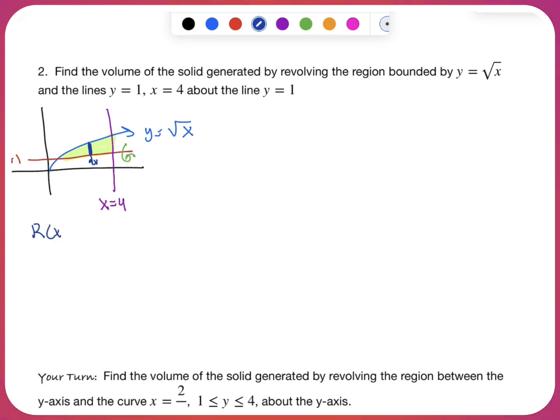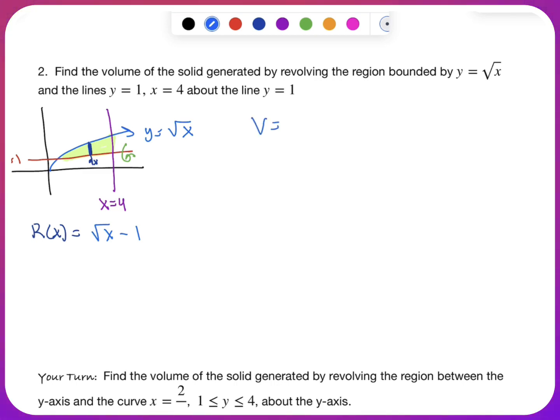All right, so now we need to figure out our radius. Our radius is not just the top function this time because we're revolving around the line y equals 1. If I did it to f of x or to y equals square root of x, this would be the representative rectangle. But we don't need all that. We need to take that and we need to subtract off this part, which is a height of 1. So our r of x is going to be our function minus 1. So that's going to be our radius of the representative rectangle.